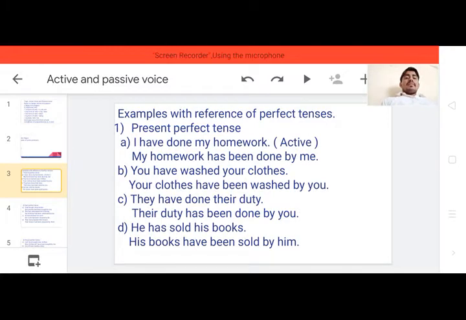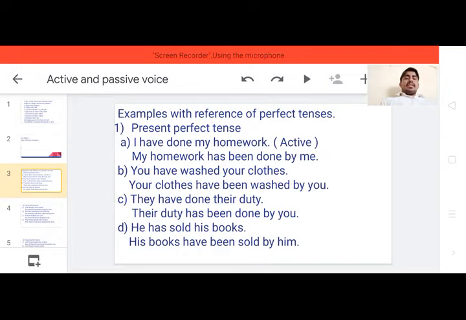But our demand in the chapter is to convert active voice sentences of perfect tenses into passive voice sentences. So first of all, we will learn examples with reference to perfect tenses. The first perfect tense is present perfect tense.